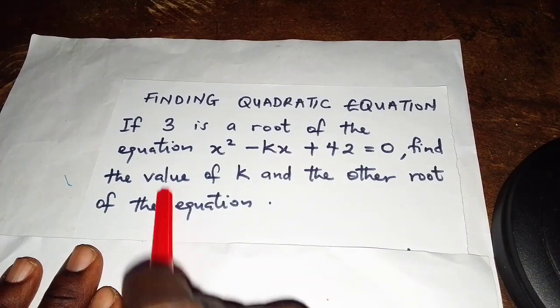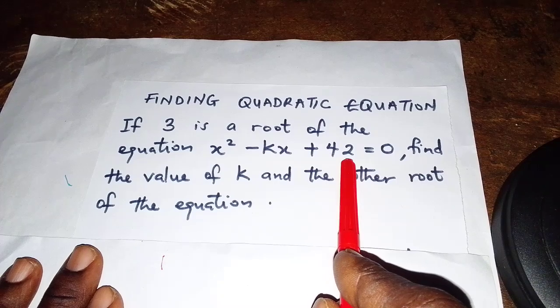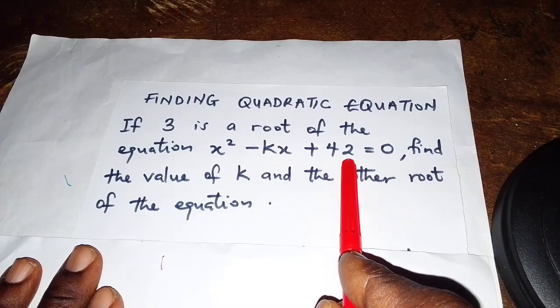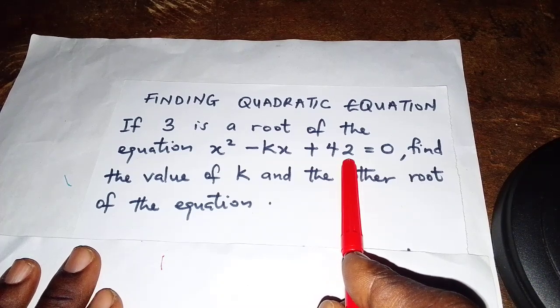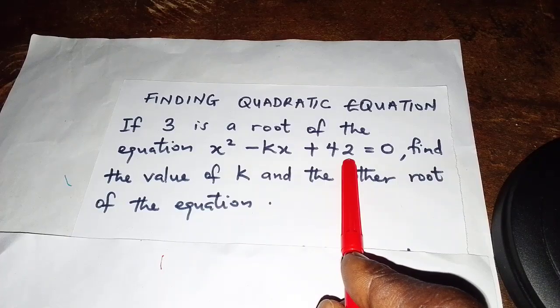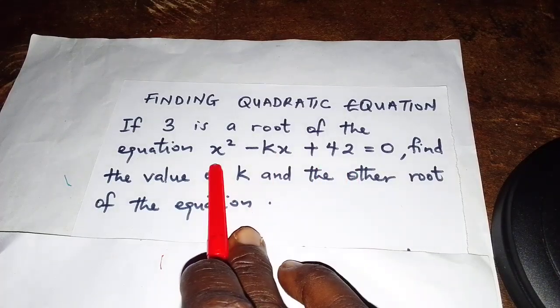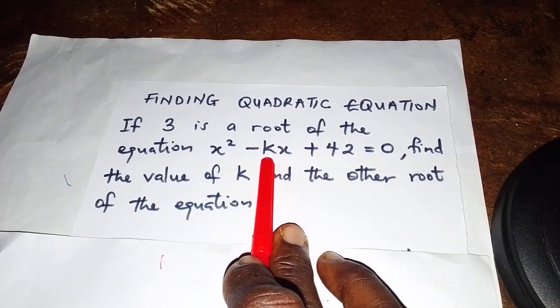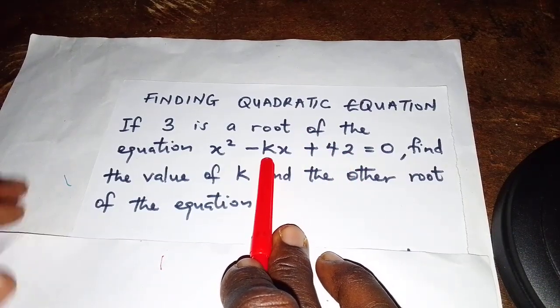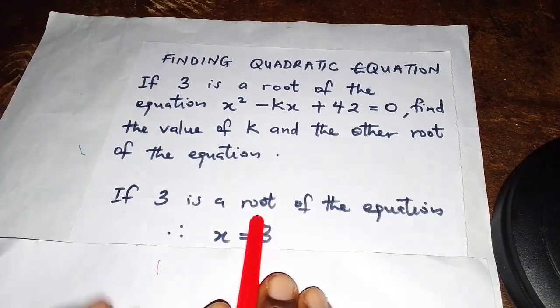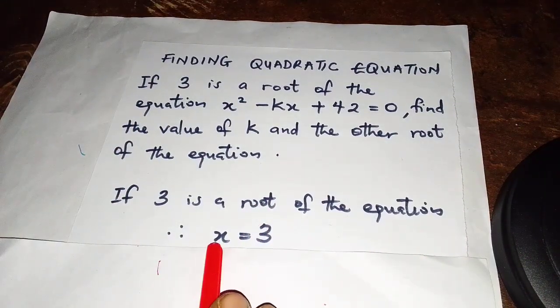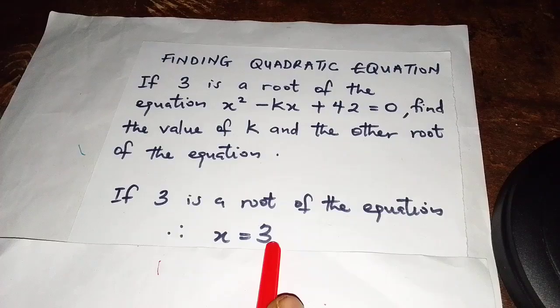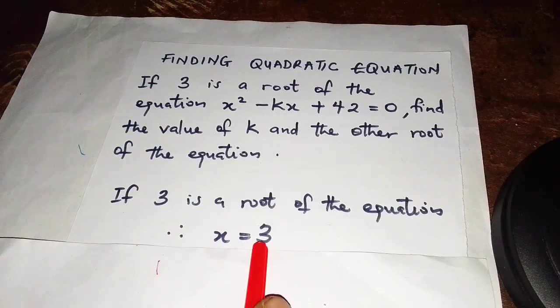You are told that 3 is one of the roots of this quadratic equation, and you know a quadratic equation should have two roots. So you are given one of the roots, then you are given a part of the equation like this. You are told to look for this unknown k. Now to be able to do this, if 3 is one of the roots of the equation, x should have two values, but we are given one of the values, which is 3.